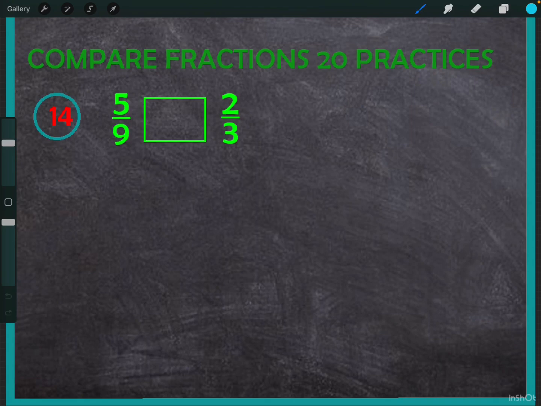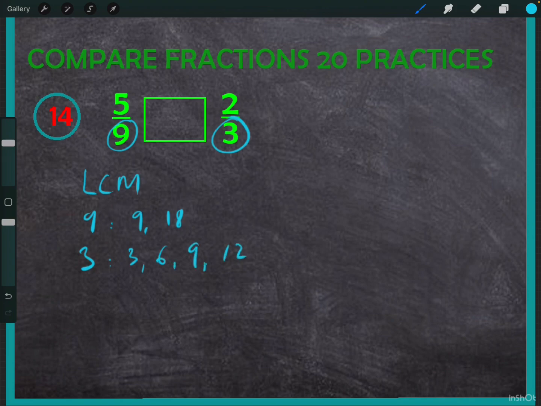Practice 14, we have two fractions 5 over 9 and 2 over 3. These two fractions have different denominators, 9 and 3. To compare them, we must go ahead and find the LCM for number 9 and number 3. The multiples for 9 are 9, 18. The multiples for 3 are 3, 6, 9, 12. We see that 9 is the least common multiple, or the LCM, for number 9 and number 3.